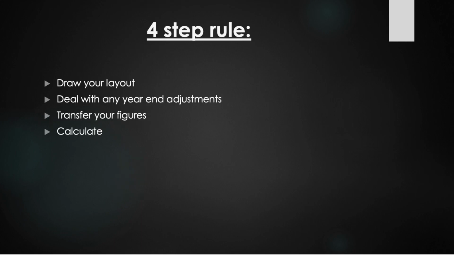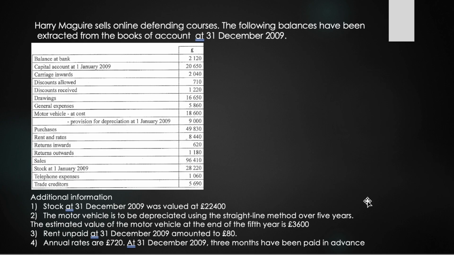Our second step says deal with any year-end adjustment. So the year-end adjustments will be the additional information. So the first one says stock at 31st of December 2009 was valued at 22,400. What this means basically is that is the closing inventory. So closing inventory goes in both the income statement and statement of financial position. So what I like to do is put this information just right next to the balances, so when I transfer the figures in later on, I don't forget about it.